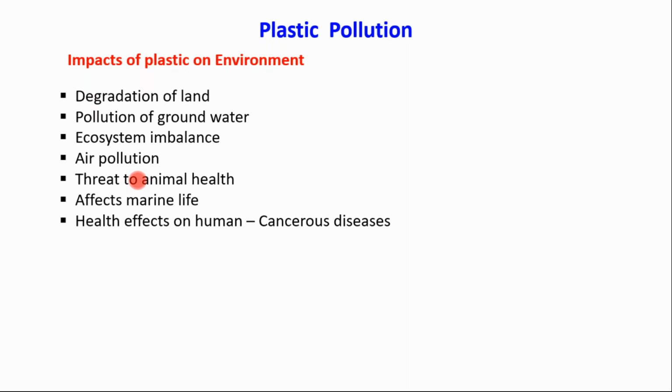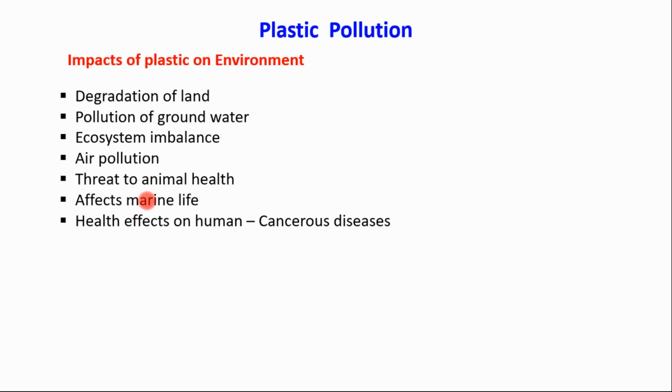Then threats to animal health, because normally when animals are eating some of the grass or some of the plants on the land, nowadays if you observe that most of the plastic materials are lying on the landfills or on the land. So these plastic materials are mixed with the food, mixed with the grass, etc. And this plastic material can be eaten by the animals. So that can be a threat to animal health.